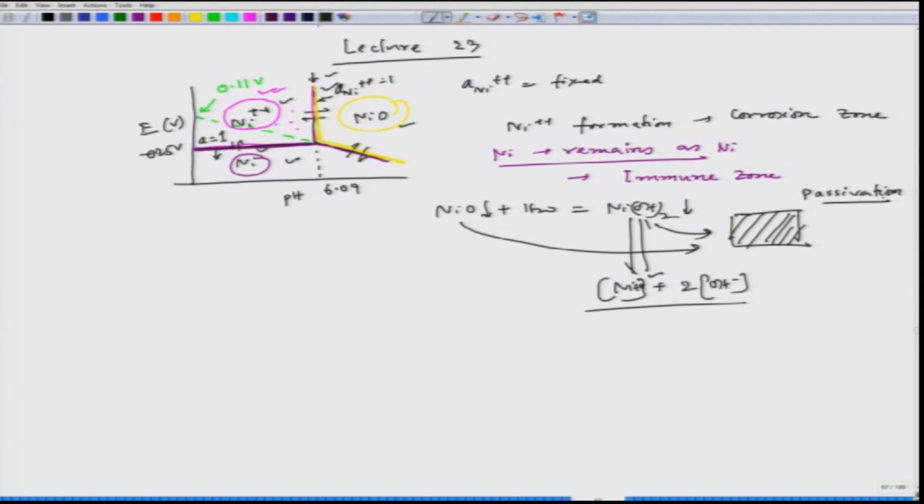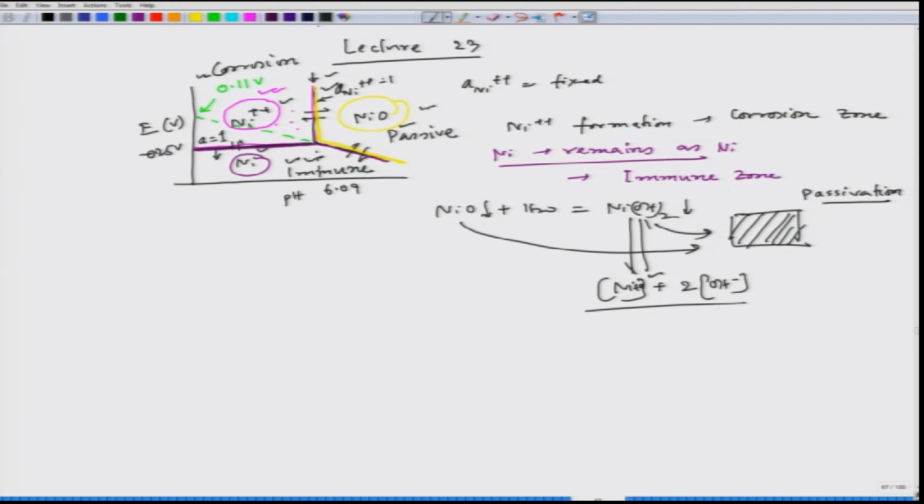So, we call it passivation. This zone we call the passive zone. This is immune, and this zone is corrosion. So, we have 3 zones specified according to the calculations we have. In this zone we have immune, that means nickel remains as nickel, no corrosion would take place. In this zone, we could say from this diagram that the corrosion of nickel would be a spontaneous process, that means more and more nickel ion would form.